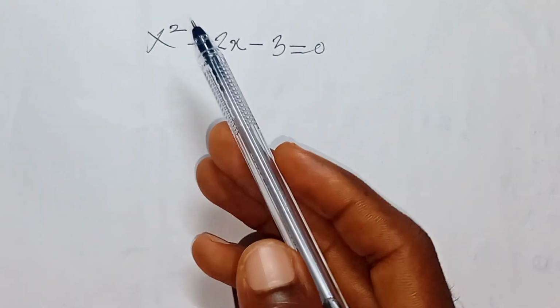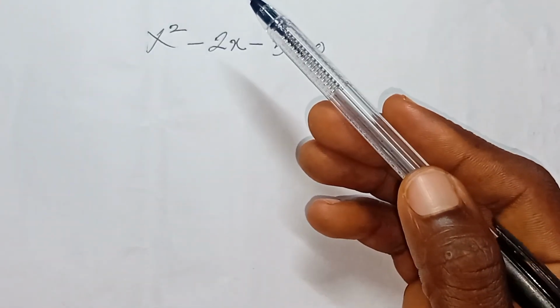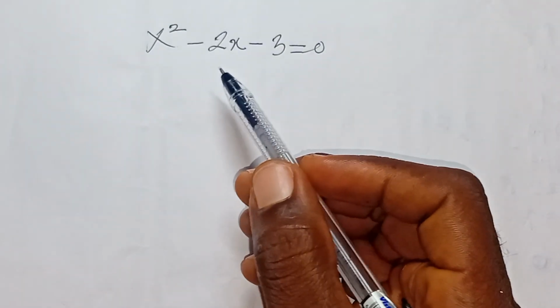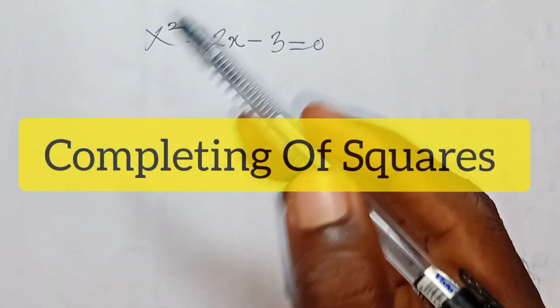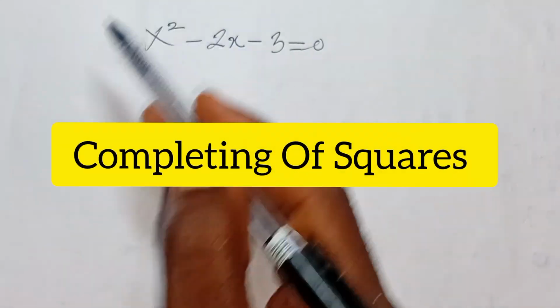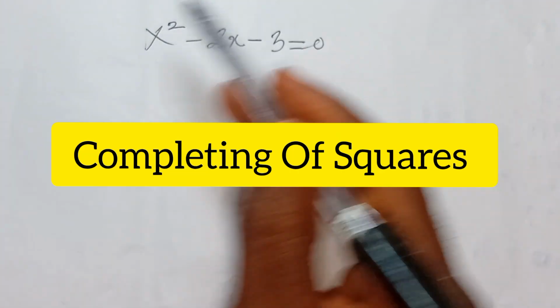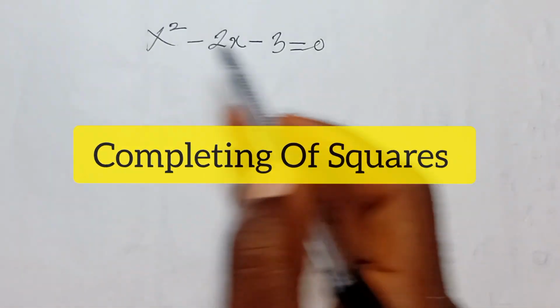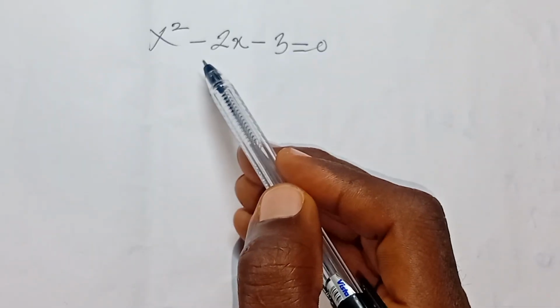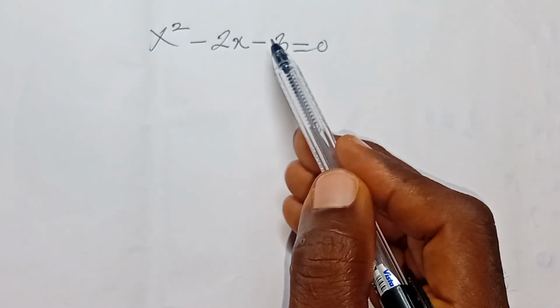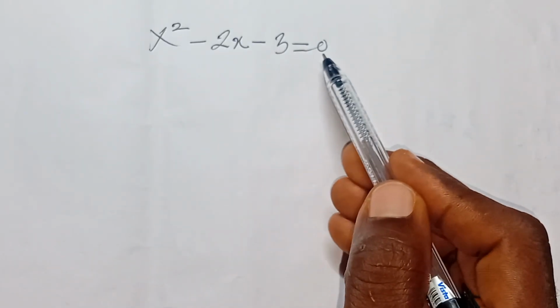Let us consider this question. In this video, I'm going to show you how to use the method of completing the square to solve this quadratic. We have x squared minus 2x minus 3 equal to 0.